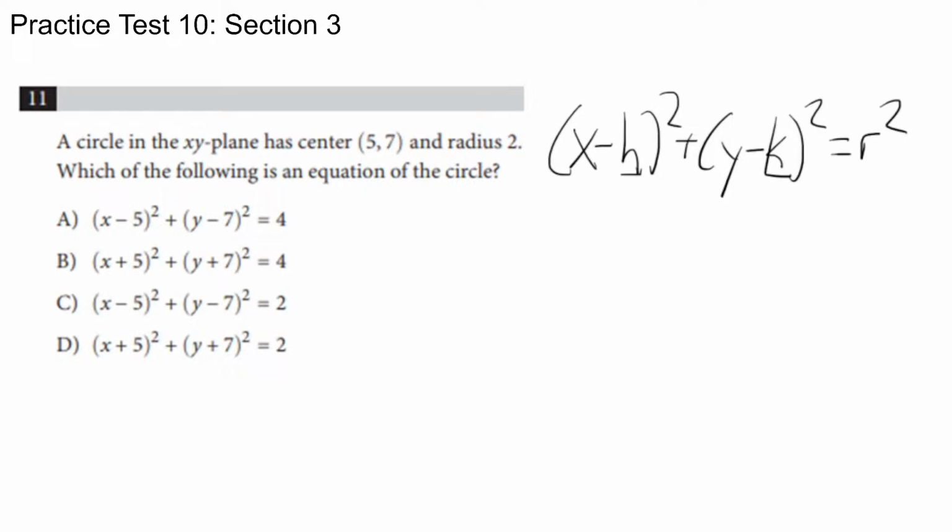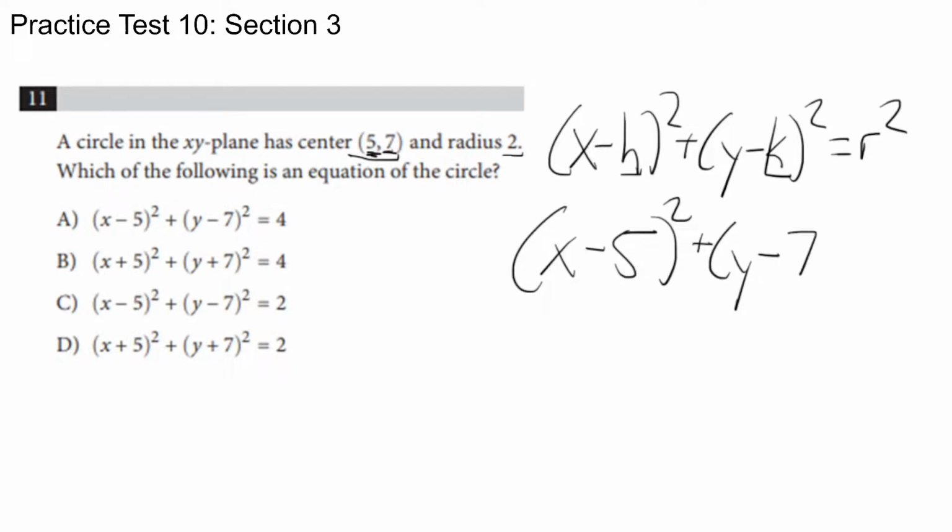So if I were to plug in the points, it gives me center (5, 7) and radius 2. I have (x minus 5) squared, right? I'm subtracting a positive 5, plus (y minus 7) squared, since k is a positive 7, so I'm subtracting that positive 7. Then it says radius of 2, so r squared is 4. This means my answer choice is going to be A.